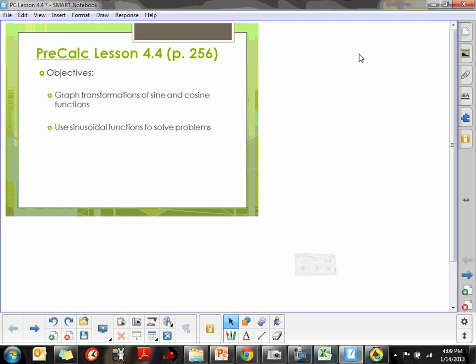Okay, we're ready to begin lesson 4.4. It has two main objectives: to graph transformations of sine and cosine functions. The book is making a big assumption that we already know what the sine and cosine parent functions look like, and they're going to apply transformations.